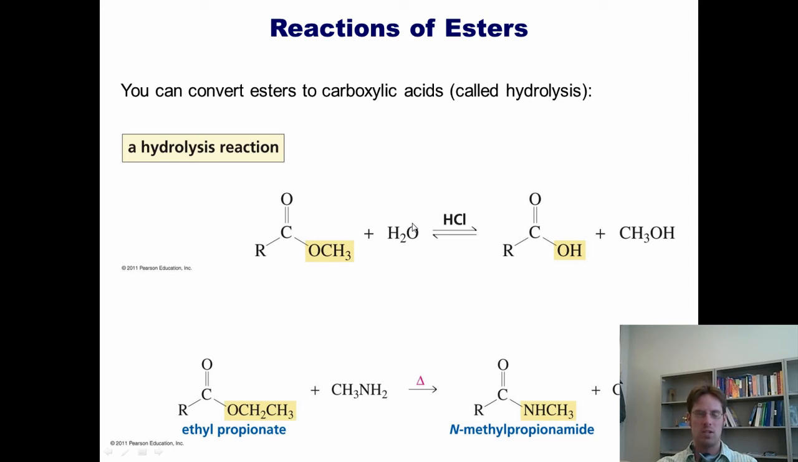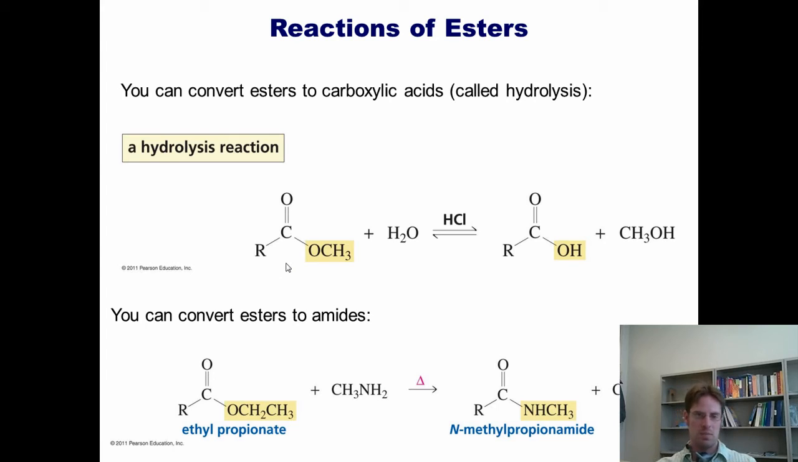Once again, we can imagine the oxygen lone pairs coming in, and the electrons rearranging and then closing back down and kicking off this OCH3 as a leaving group. It gets protonated under these acidic conditions, thereby forming an alcohol as a product. This type of reaction, where I form a carboxylic acid from an ester, is called a hydrolysis reaction.